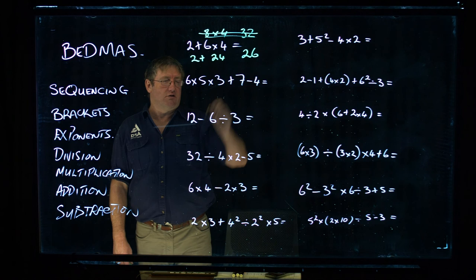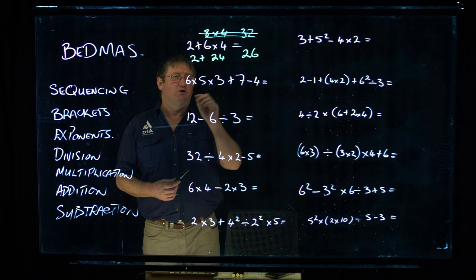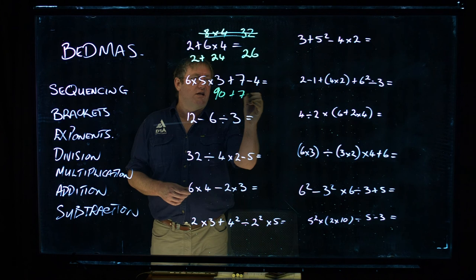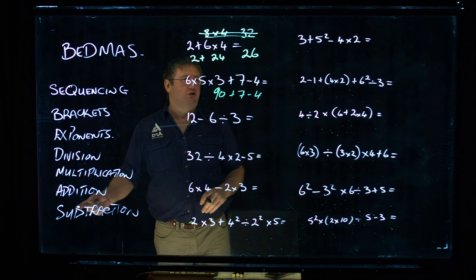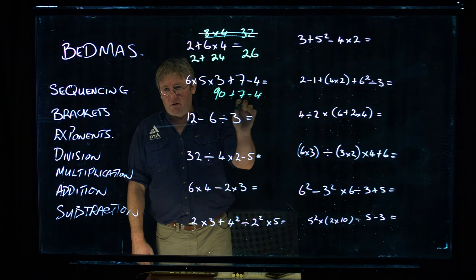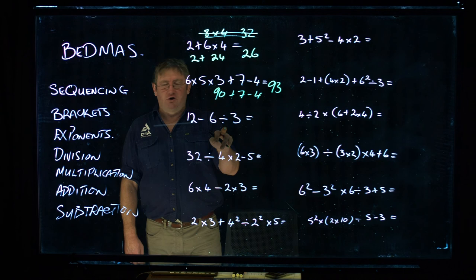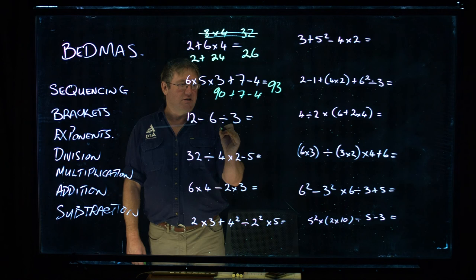6 times 5 times 3, well 6 times 5 is 30, times 3 is 90. So 90 plus 7 minus 4, we did our multiplication first. Then we've got our addition and subtraction. Once we get to that point, we can just work across. So 90 plus 7 is 97, minus 4 is 93. This one here, division needs to be done before the subtraction. So 6 divided by 3 is 2. So we're going to have 12 minus 2, which equals 10.